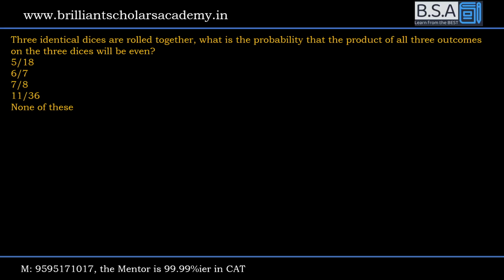Try this. Three identical dice are rolled together. What is the probability that the product of all three outcomes of the dice will be an even number? Take 2 minutes. Think over this. Then give it a shot.